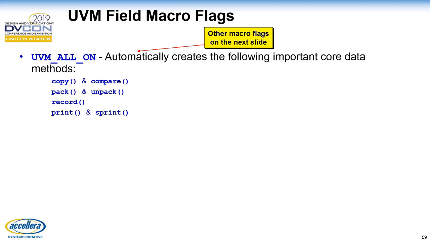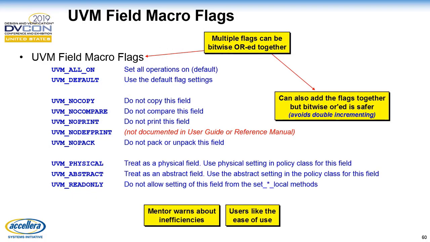So you can do copy, compare, pack, unpack, record, print, and string print. And the field macro flags that you have: UVM all on. Frequently you put multiples on each field macro that you have declared, so you're going to OR these together. We'll show you why it's ORing in just a moment. You're going to say all on, set all operations on by default. Then you've got UVM default. You're going to use that for default flag settings, and I'll tell you the difference between those on the next slide. Then once you turn everything on, you start excluding what you don't care about: no copy, no compare, no print, no, with the red text.